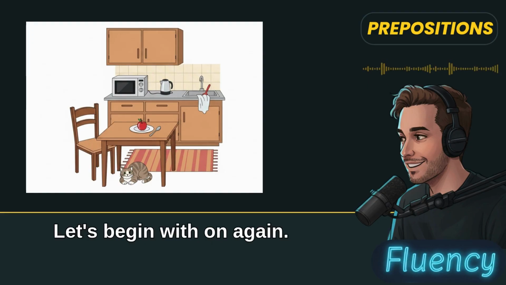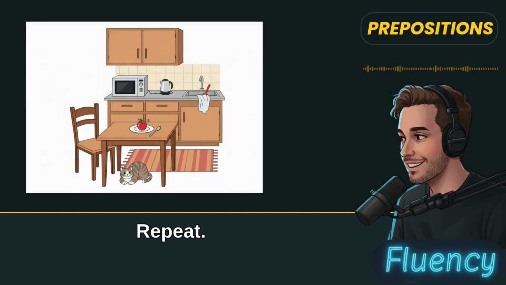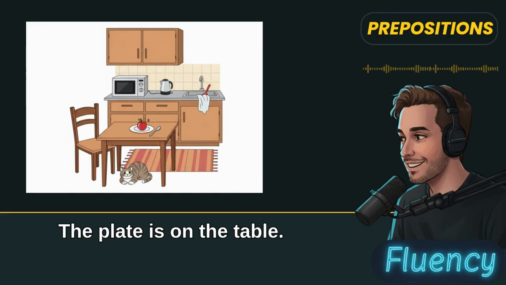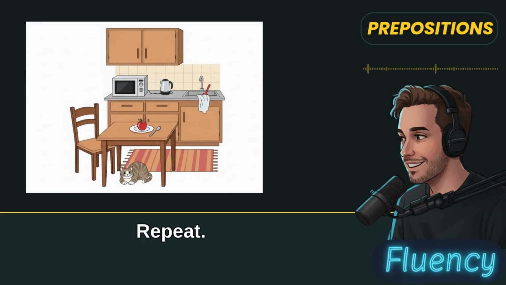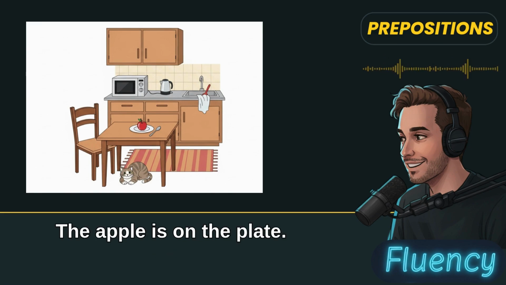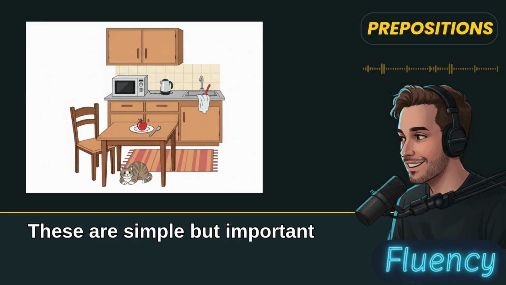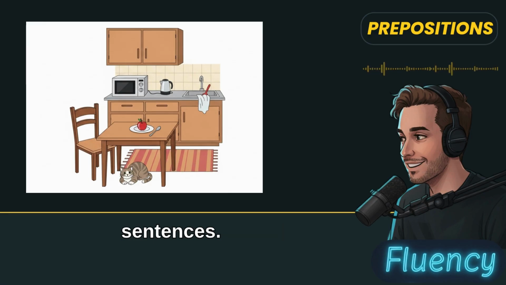Let's begin with on again. There is a plate on the table. Repeat. The plate is on the table. There is also an apple on the plate. Repeat. The apple is on the plate. These are simple but important sentences.